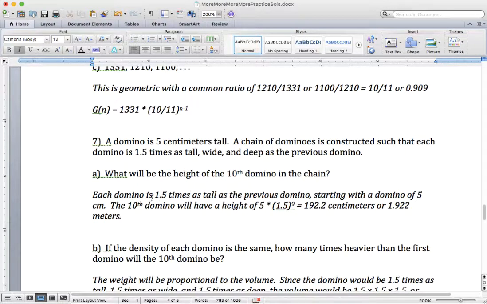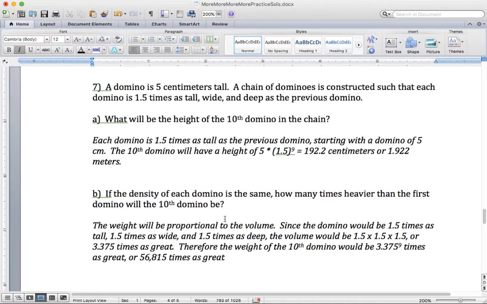Well, for the second domino, we've multiplied the height of our original domino by 1.5. For the third domino, we've multiplied by 1.5 twice. So by the 10th, we've multiplied by 1.5 nine times, or 1.5 to the 9th. We started with 5. We end up with 192.2 centimeters, or 1.922 meters, since there are 100 centimeters in a meter.